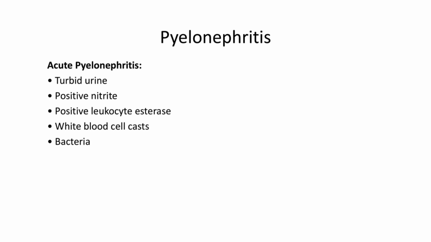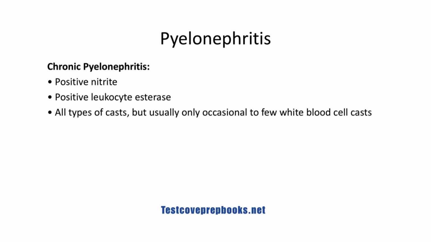Acute pyelonephritis produces turbid urine. Laboratory findings include a positive nitrite test, a positive leukocyte esterase, white blood cell casts, and the presence of bacteria. Chronic pyelonephritis shows similar results, with positive nitrite and leukocyte esterase. All types of casts can appear, but usually only occasional to few white blood cell casts are found.